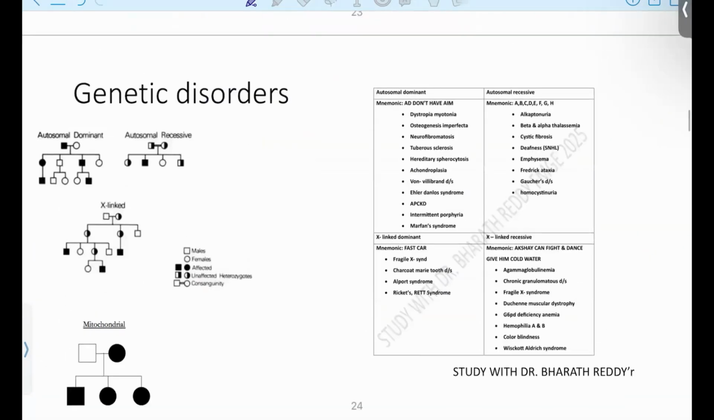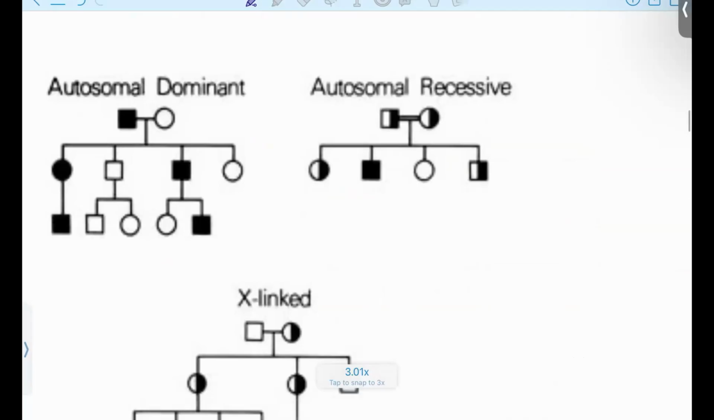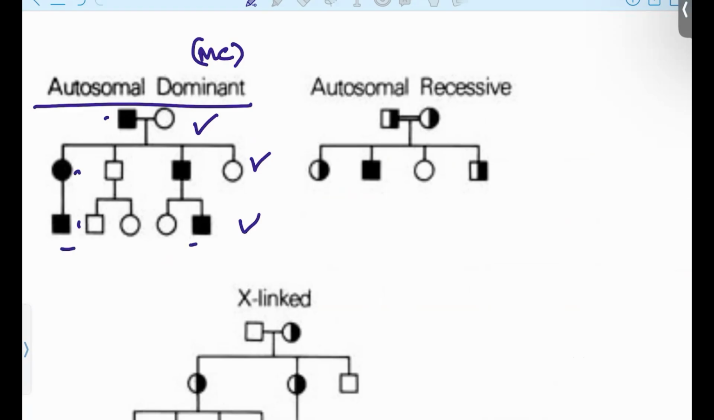Next, genetic disorders. How can you identify the genetic disorders? In autosomal dominant, which is the most common, all generations will be affected. Here you can see the father is affected and 50% of the genes came to both children, and they also got this disease. So 50% of the genetics and every generation is affected. That is autosomal dominant.